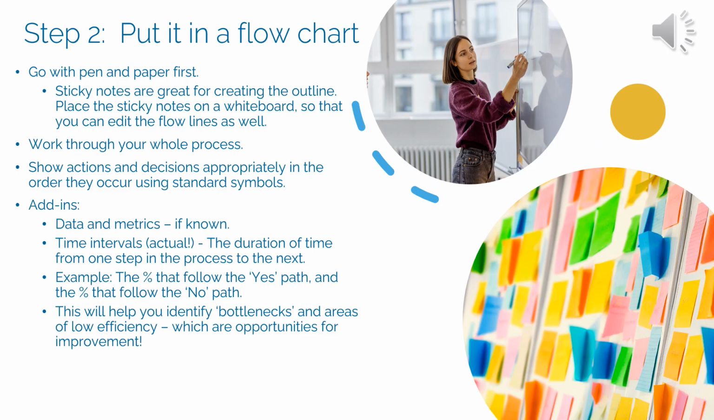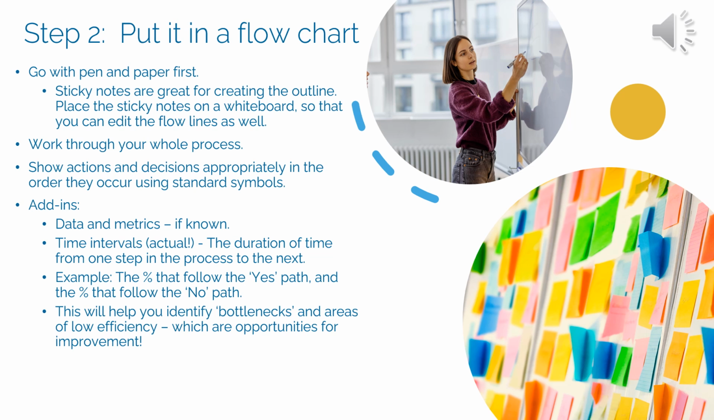The second step in process mapping is to put your information into a flowchart. It is recommended to start with pen and paper first. Some people prefer to use sticky notes because they are great for creating the outline and you can move them around. You can put them up on a whiteboard so that your whole team can see them, and you can edit the flow lines as well with a dry erase marker.